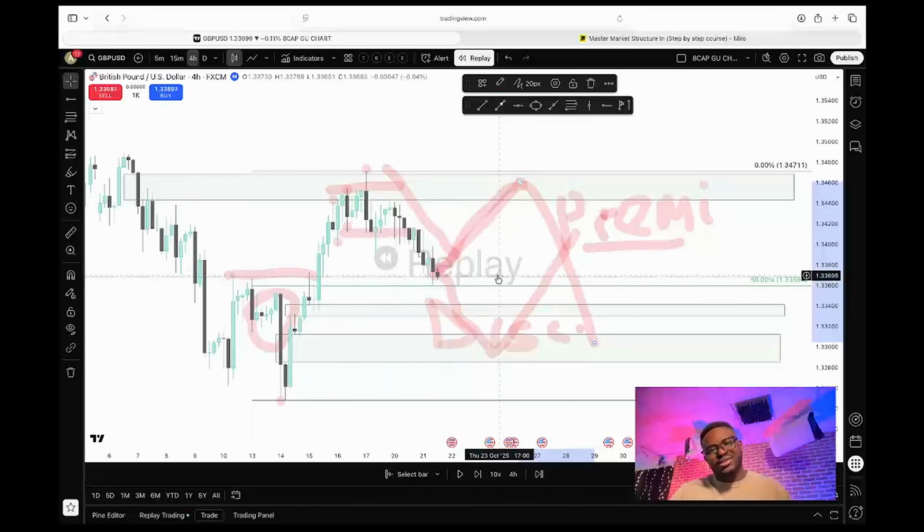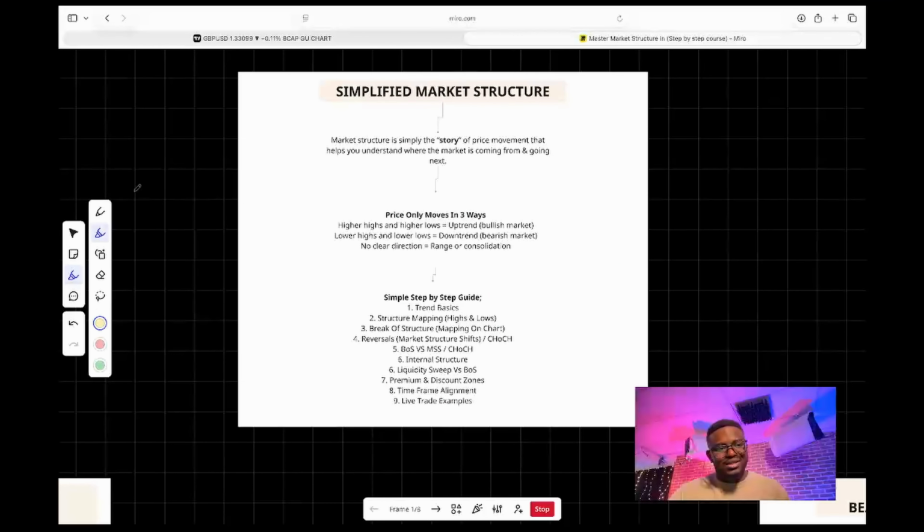They also call it change of character, but all you really need to do is just focus on this right here: basic trends, trend basics, market structure, higher highs and higher lows, and then market structure shifts, break of structure only when the candle closes above the last high or below the last low, reversals. And you also want to be able to understand break of structure versus reversals. We've also talked about internal structure, which you don't want to pay attention to.